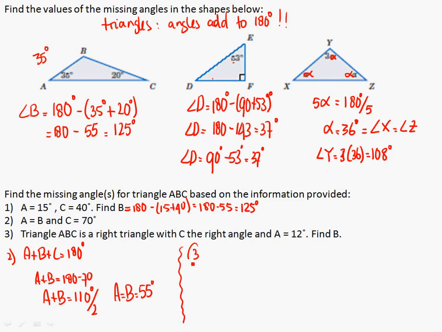Okay, now the last problem. Actually, problem 2 was similar to the third problem in terms of pictures. 3 is the right triangle problem. You have a right triangle with C as the right angle and A is 12, find B. What I would do to find angle B is, I know the other two add up to 90, so it's 90 minus 12, which would be 78.